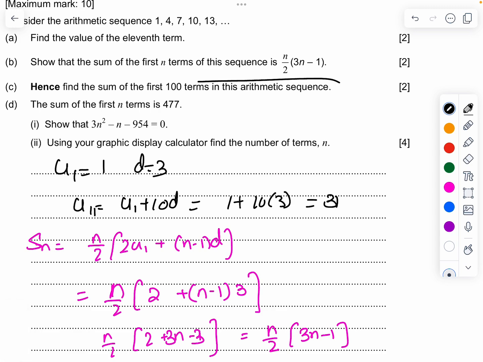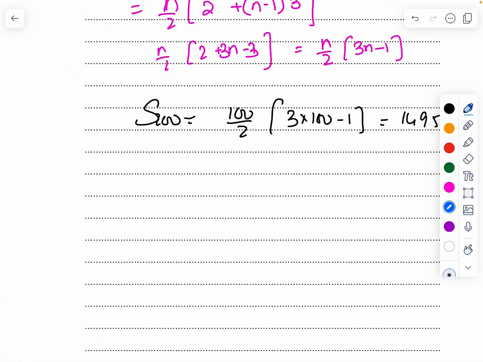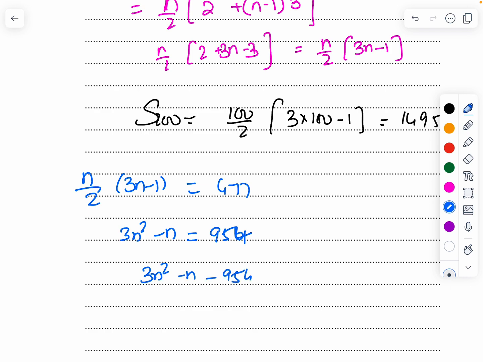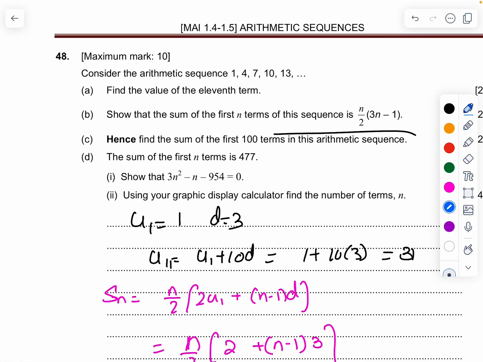The sum of the first n terms is 477. Show that. Just now we have defined a formula. What was that? n upon 2 times (3n minus 1) equals how much? 477. So 3n square minus n equals 954. So 3n square minus n minus 954 equals 0. Using a graphing display calculator, calculate the number of terms n. So you can use the GDC and get this answer as 18.